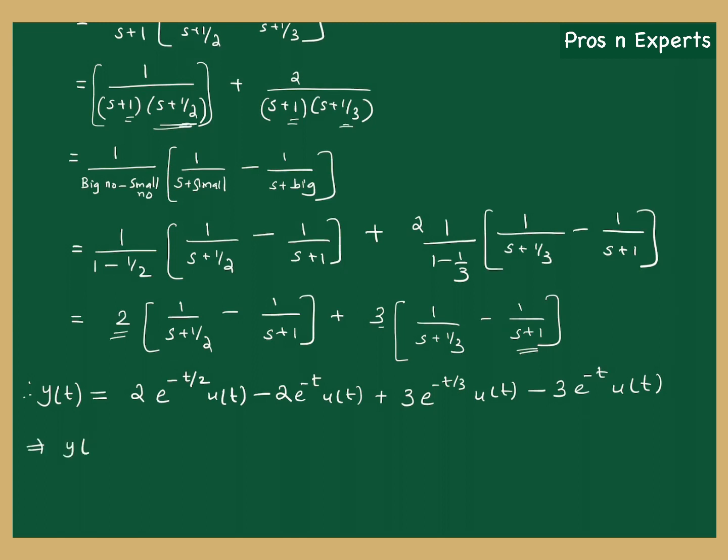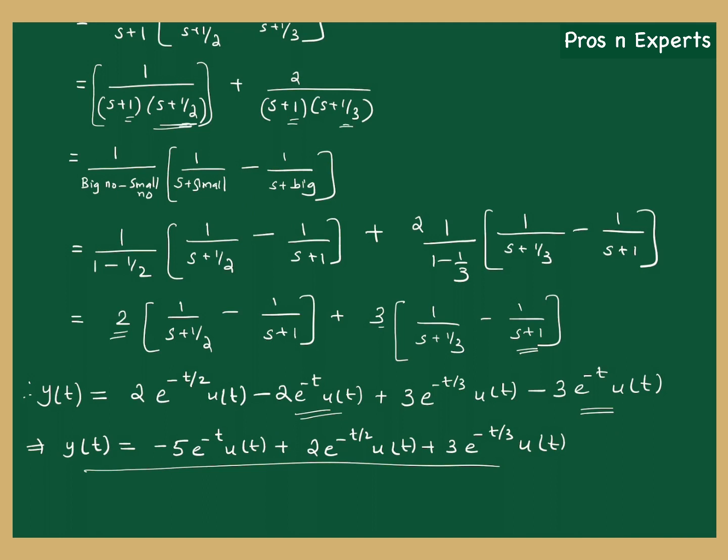That implies y of t is equal to, obviously two terms having e raised to minus t u of t, so we can write it as minus 5 e raised to minus t u of t plus 2 e raised to minus t by 2 u of t plus 3 e raised to minus t by 3 u of t. So this is the output y of t, and that's our final answer.